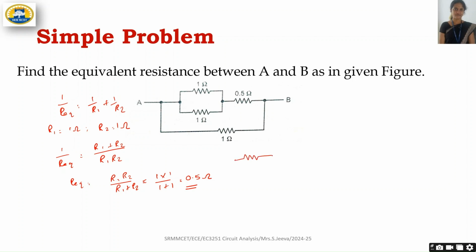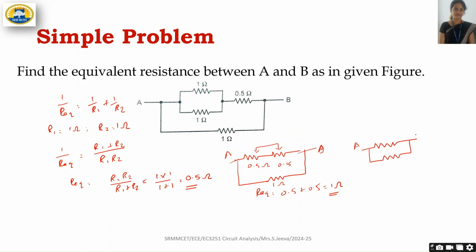So we have to redraw the circuit. 0.5 ohm connected with 0.5 ohm in series, and connected in parallel with this 1 ohm resistor. So here 0.5 ohm and 0.5 ohm are connected in series. So R equivalent is equal to 0.5 plus 0.5, which is equal to 1 ohm. Now this 1 ohm resistor is connected in parallel with the 1 ohm resistor.